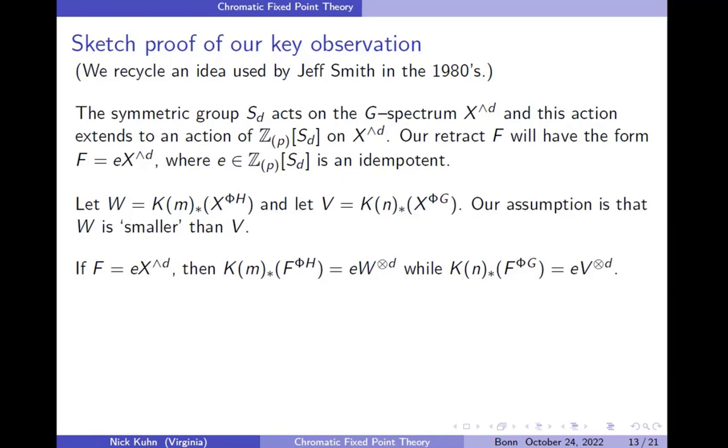So what's our goal here? Our goal, we were assuming W is smaller than V. We would like to choose a D and an E such that the EW tensored with itself D times would be 0, but the other one would be non-zero. So now, okay, we're talking about the symmetric groups acting on vector spaces. There are a lot of people who've thought about this for a long, long time. This is some of the oldest math out there in the world.